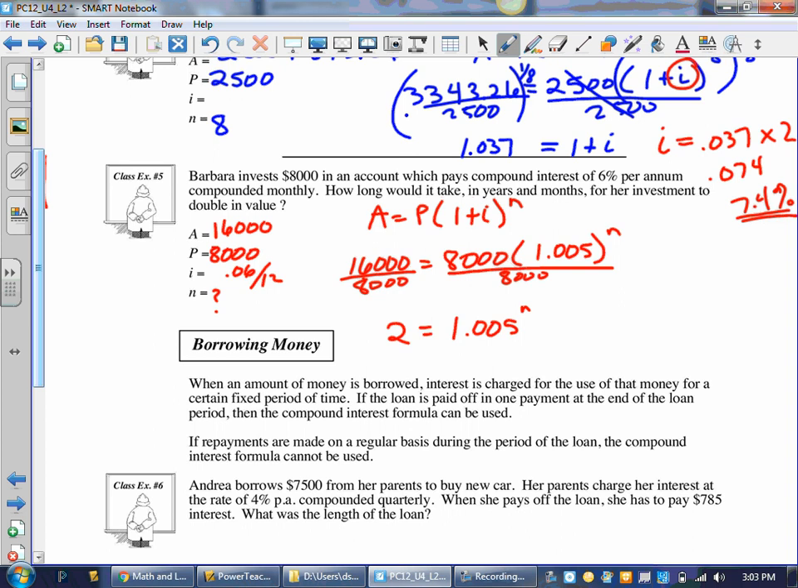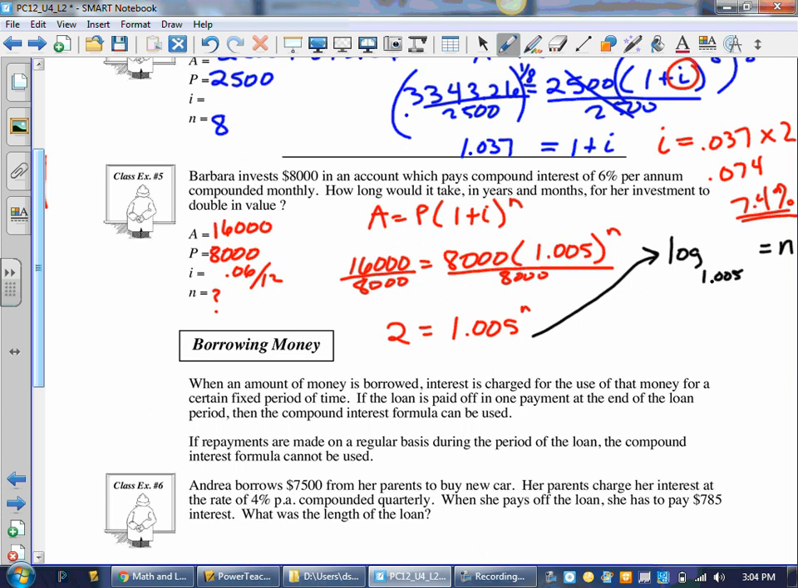You could plug in numbers to guess and check. It would take you a long time to do that. You could figure it out, or you could turn this into a logarithm. Every time you are looking for an exponent, you can turn it into logarithmic form. And if you do that, a base is always a base. So this is going to be the log of the base 1.005. The exponent goes over here, because remember a logarithm equals the exponent.